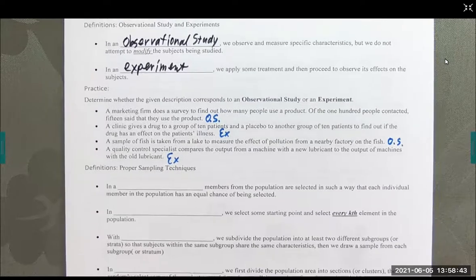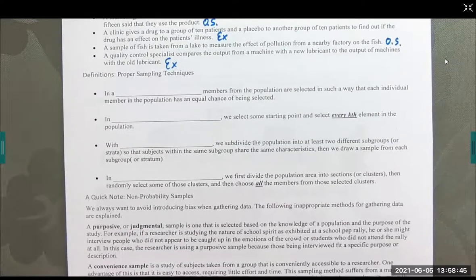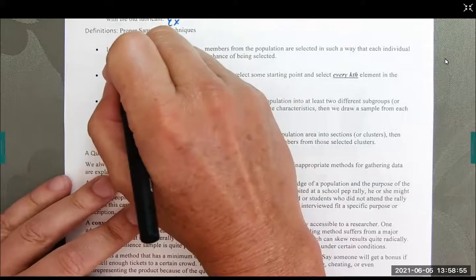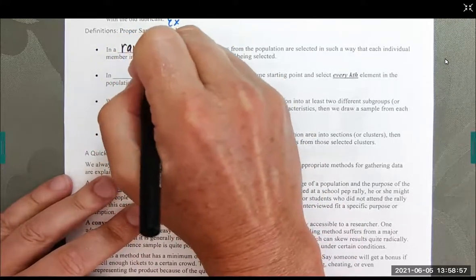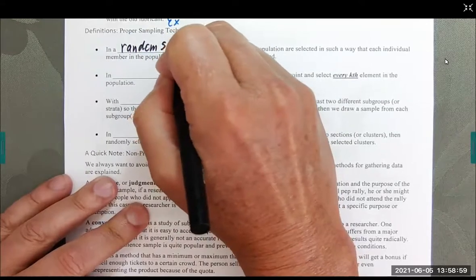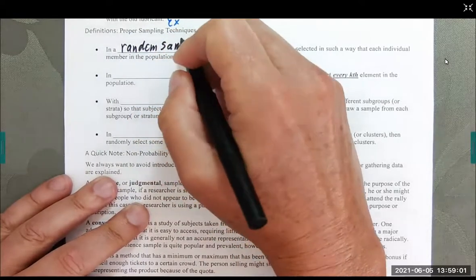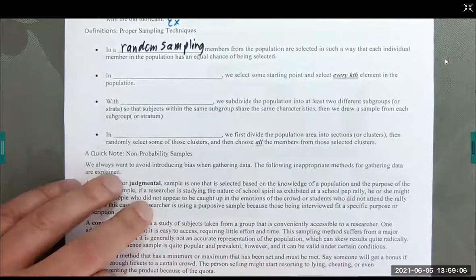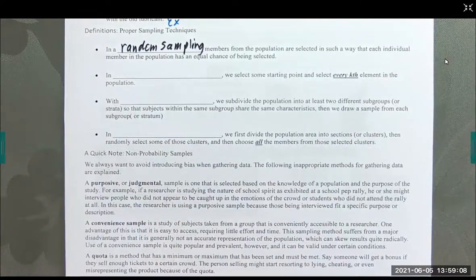All right, a few more definitions. We're going to talk about good ways to gather data and poor ways to gather data. Our first good way to gather data is called a random sampling. In a random sampling, members from the population are selected in such a way that each individual member in a population has an equal chance of being selected.